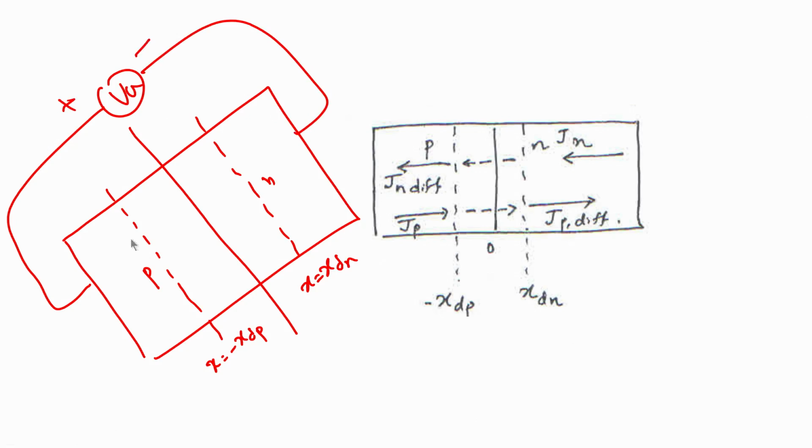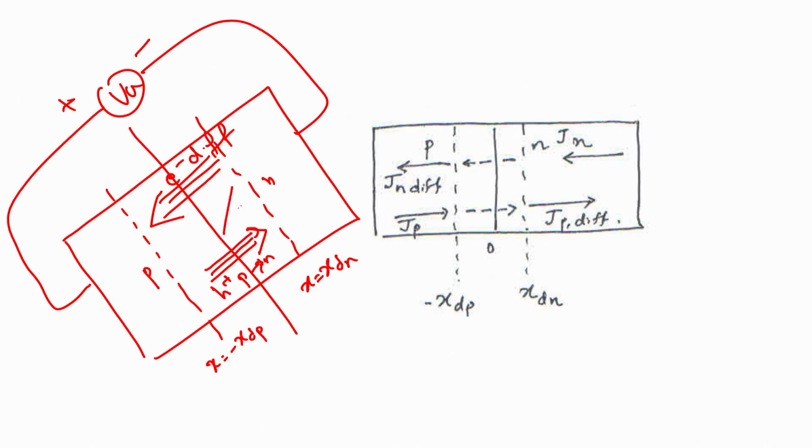As I mentioned, a lot of holes are going to diffuse from the p to the n side. You are going to have a lot of electrons diffusing from the n to the p side, that is the hole diffusion from the p to the n side. And you are going to have a small drift of electrons from the p to the n side and a small drift of holes from the n to the p side, which we will ignore.